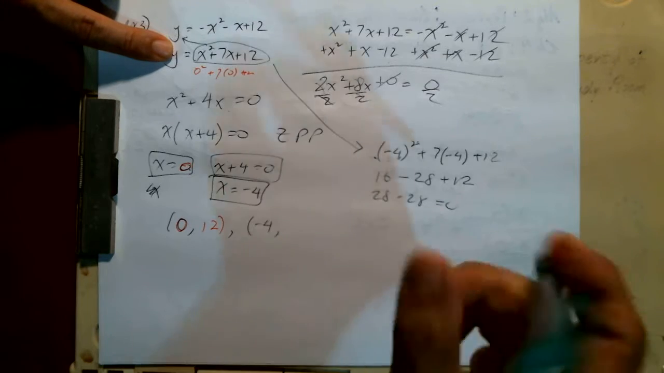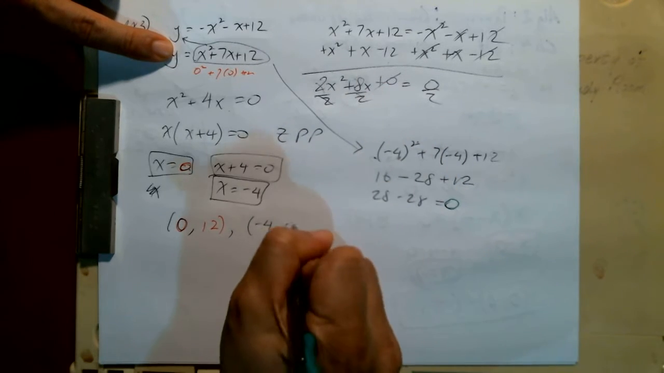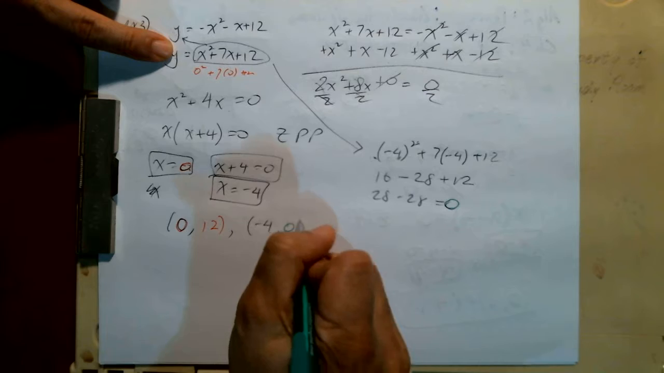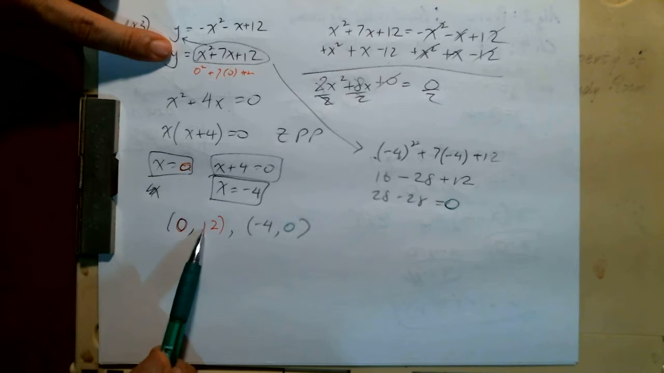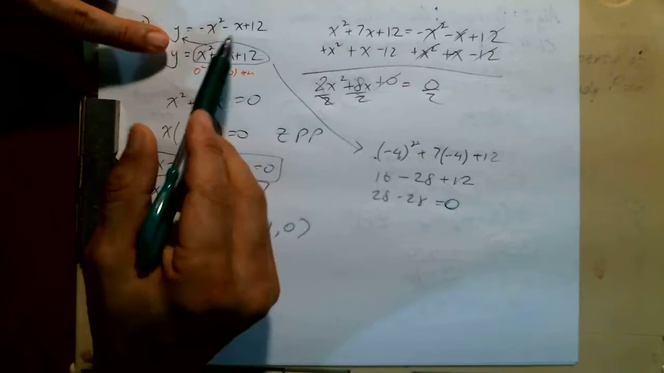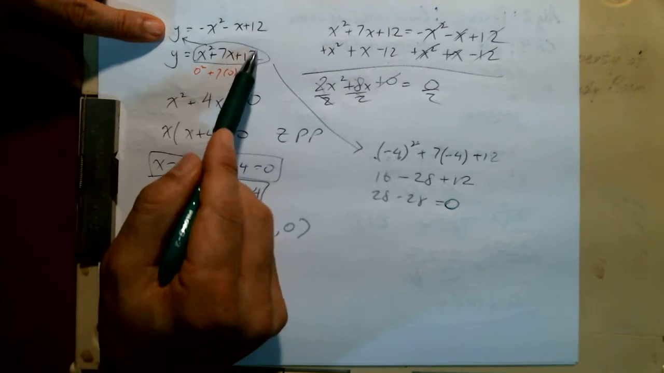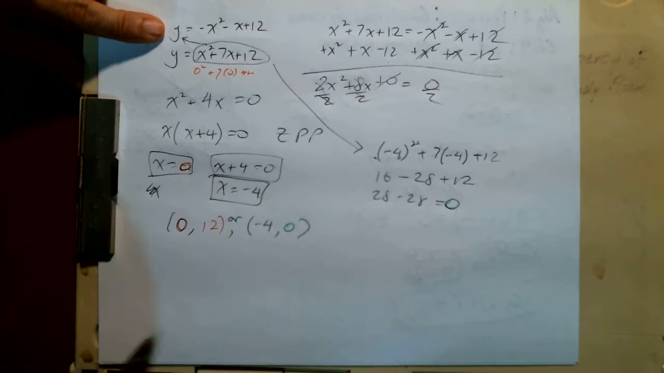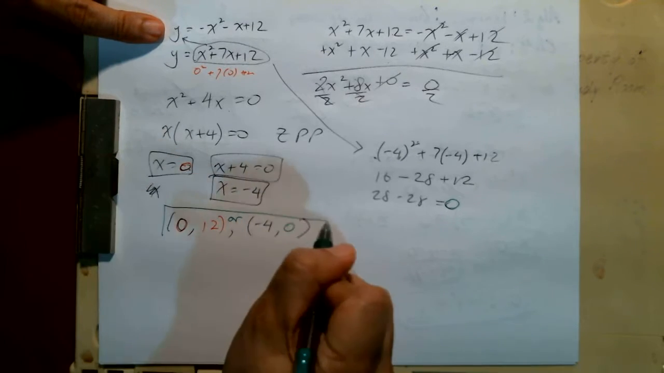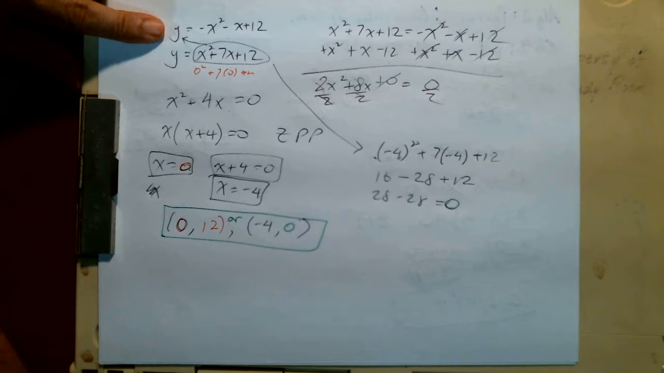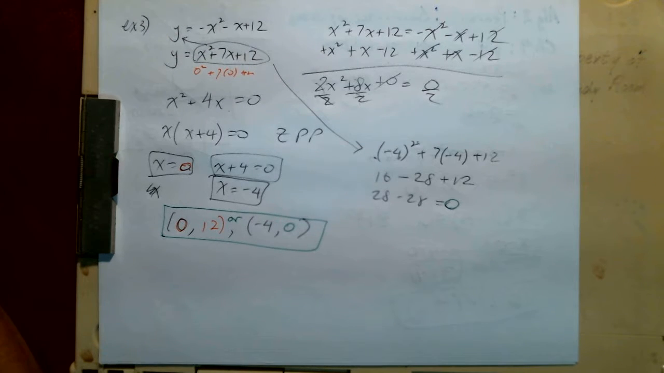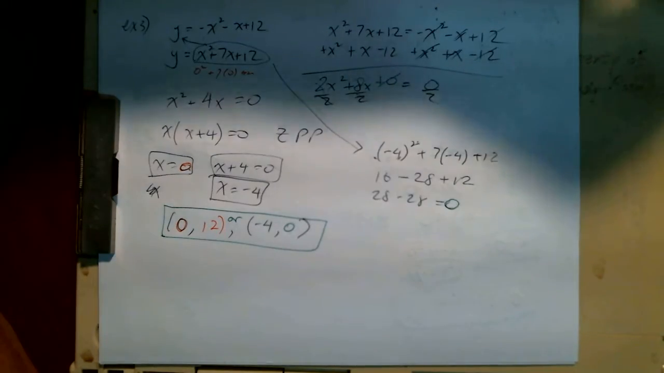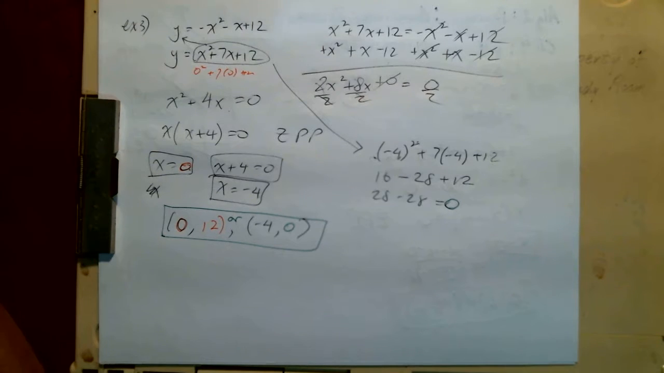I'm going to use a little different color pen. 0 and 0 right over there. And so there's your answer. 0, comma 12. You could plug into this equation or this equation, doesn't matter. Or for -4, comma 0. So this is actually your solution. As far as shading, which is the inequalities, I'm going to leave that to your teacher. I don't know if your teacher's actually going to make you do those type of problems or not.